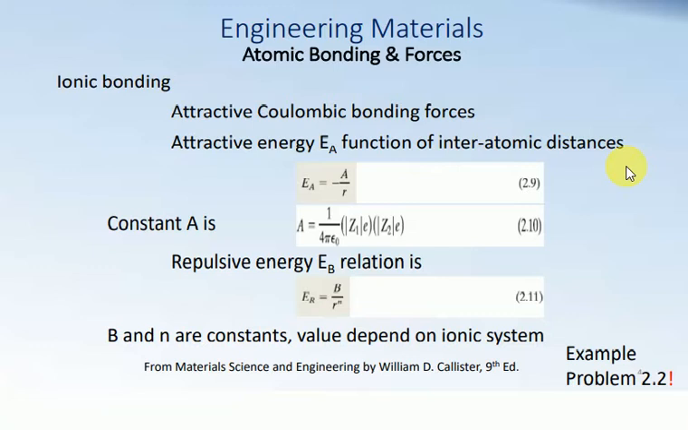Okay, again the repulsive energy relation that results because of this bonding is B over r^n. Again here B and n are constants, and the values of these depend upon the ionic system, and it varies from one ionic system to another.